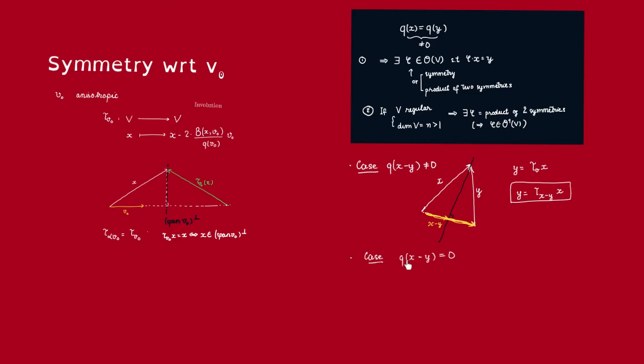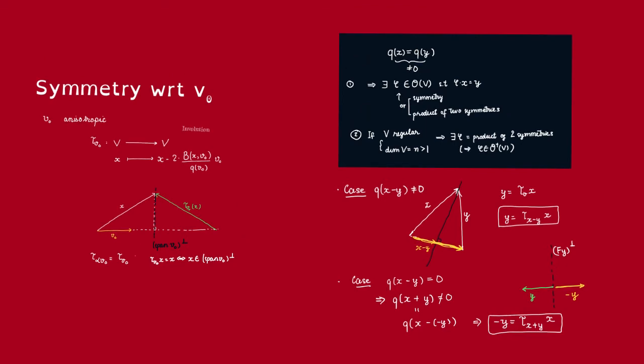So now let's consider the case when x minus y is actually isotropic. Then it's easy to see that now x plus y is anisotropic. It's not isotropic. So we can apply the previous case now, but in place of y, we put minus y. So by the same argument, we see that minus y is just tau x plus y of x. Thus, we have gotten minus y from x.